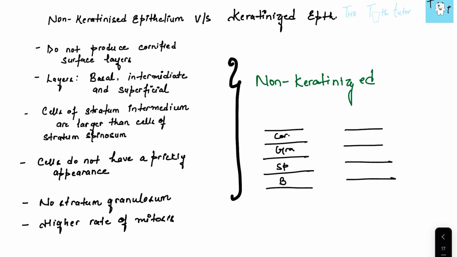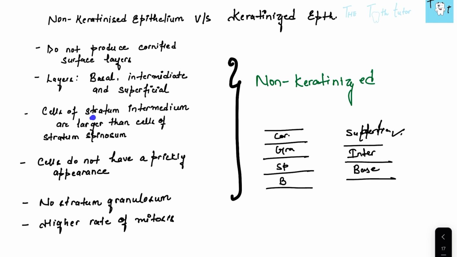It will have the first layer basale as normal, the second layer is intermedium, and the third layer is superficial. So we don't have any cornified layer, or any granulosum in the non-keratinized. This is what it says: it does not produce cornified surface layers. There are three layers: basale, intermediate, and superficial. Sorry, not spinosum, I wrote spinosum. The top layer is called the superficial layer.